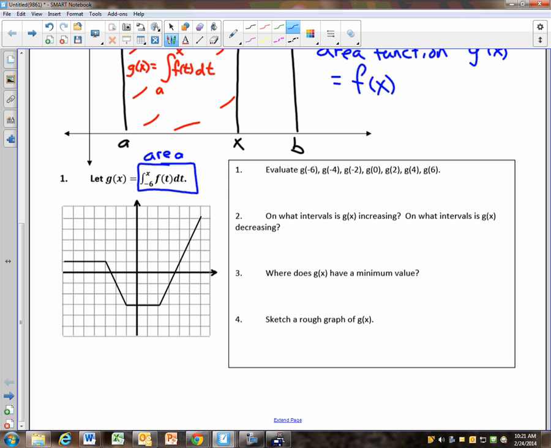Let's count back negative 6, okay? 1, 2, 3, 4, 5, 6. This line right here is going to be represented by f of t. That's my function. So, let's draw the bounds from negative 6 right here to an x value of negative 6, okay? If I bound from negative 6 to negative 6, what's the area from negative 6 to negative 6? Yeah, the width is what? The width is 0, so the area is 0.